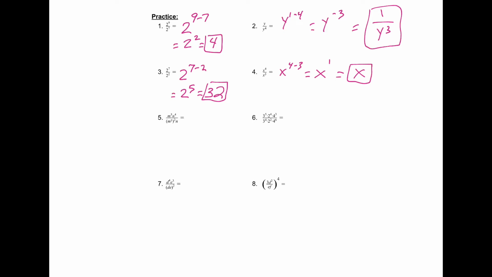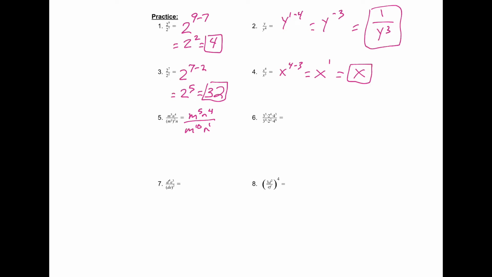So for this one, we got to put a couple of our rules together. So we have m to the 5th, n to the 4th on top, and we have to look at our bottom. We have m to the 5th squared. So remember, if we have one base and an exponent to another exponent, then we multiply those. So 5 times 2 is going to be 10. So we're going to get m to the 10th, n to the 1. If you just see a letter there without an exponent, it's an invisible 1 that's there.